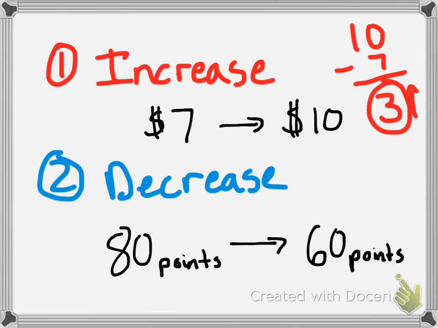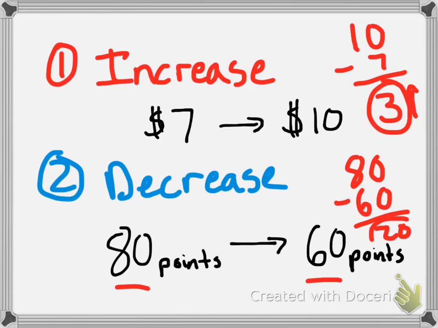A decrease would be pretty much the opposite. Let's say you play for a basketball team and you scored 80 points your first game, and then your second game you scored 60. I kind of gave you the answer. 80 minus 60, so the big one minus the small one. That will give you your decrease. So we have to remember to label our answers at the end either a percent increase or a decrease. Increases when it goes up, decreases when it goes down.